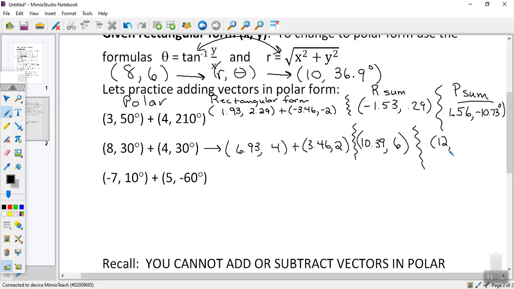Okay. Tangent inverse of 6 over what? 10.39. I get 30. Okay, 12 comma 30 is kind of what we end up with. All right. I'm going to go back to my polar graph paper and show you why this kind of works. And then when we get back from lunch, I'm just going to have you make sure you're good with this. Just check this on your own, and we'll call today a day if you guys are okay with that.